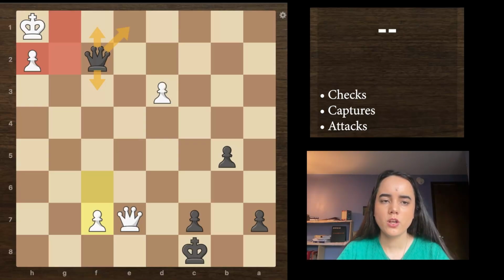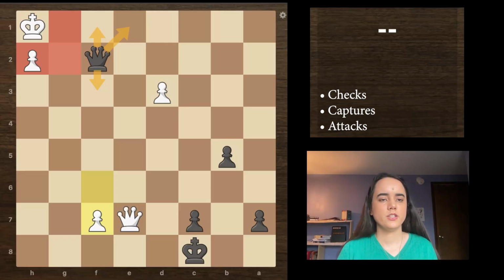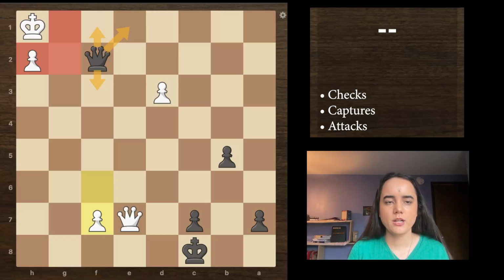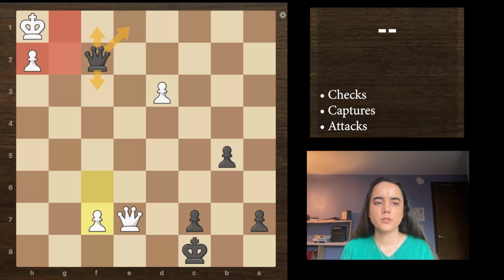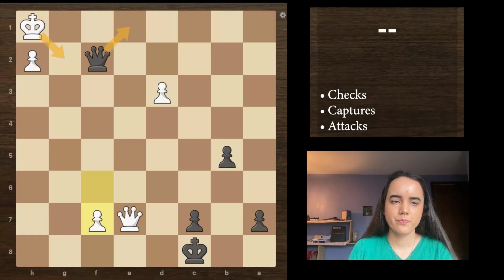Now, when you're solving these puzzles, the first thing you want to do is try to find the check that will lead to the checkmate. There isn't always a checkmate, but you want to look for a checkmate first, and then you can look at the other categories. So let's look at these one by one. Does this lead to a checkmate? This one, if we go here, he can go here. So not an immediate checkmate. What about here? If we go here, he can go here. So also not immediate checkmate. What about this one?